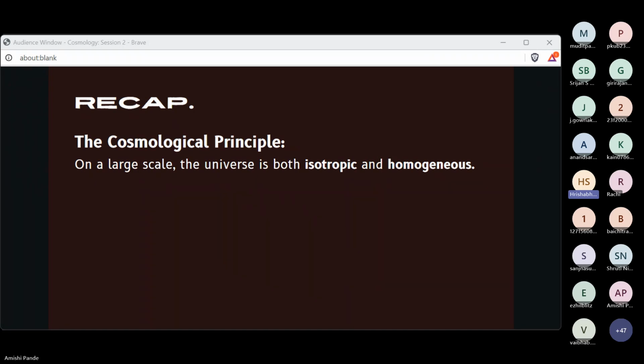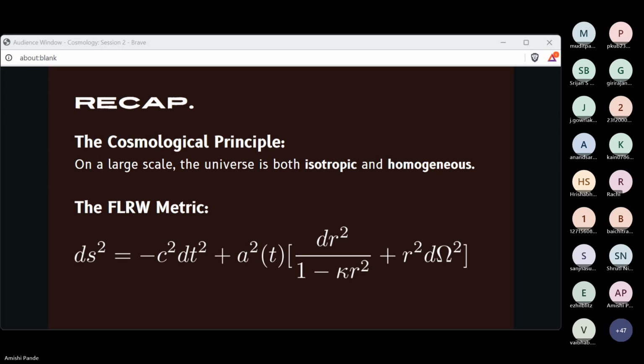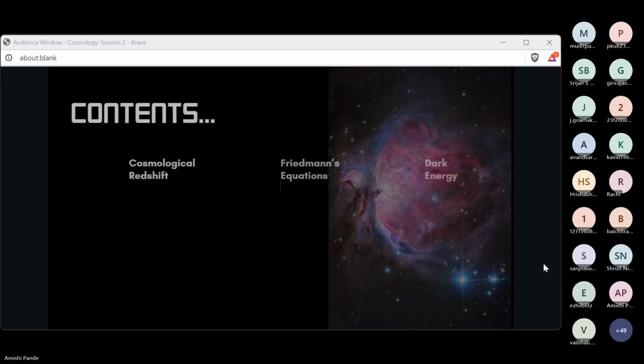The next most important thing to remember is the metric that we are following, assuming the universe is isotropic and homogeneous, which is the FLRW metric. You all might be very clear about all the terms in this particular metric. We did not touch a lot upon the scale factor in the previous session, and this is what we are going to do in this session. So yes, you can move to the next slide.